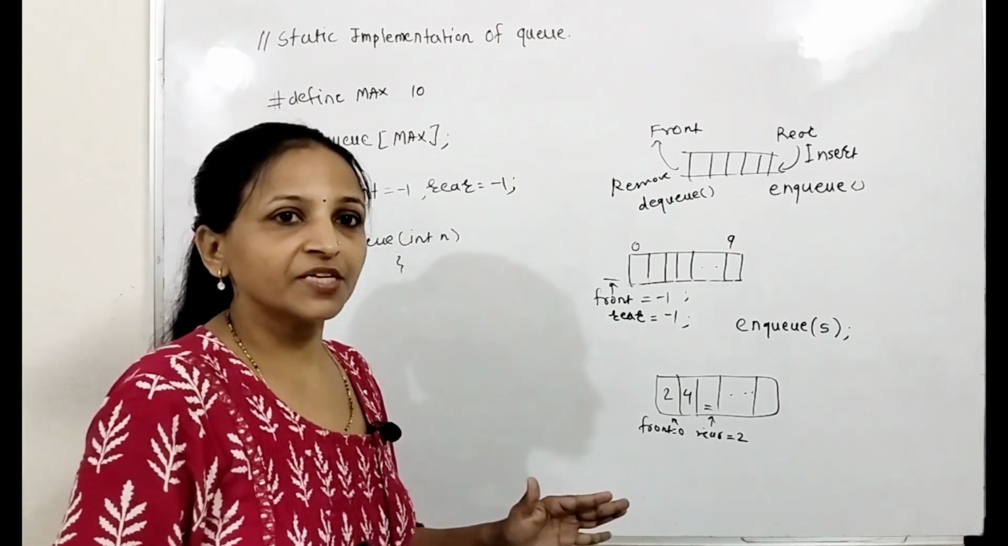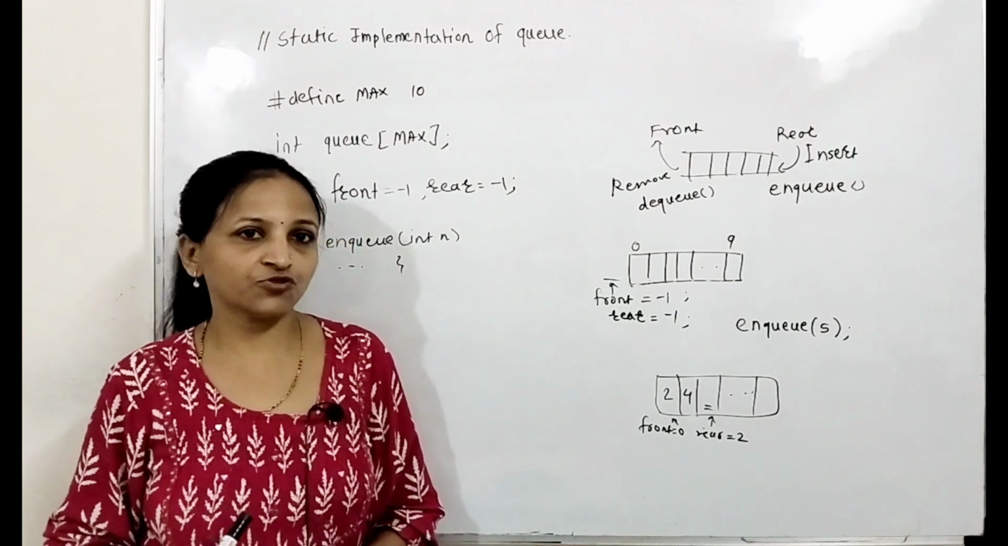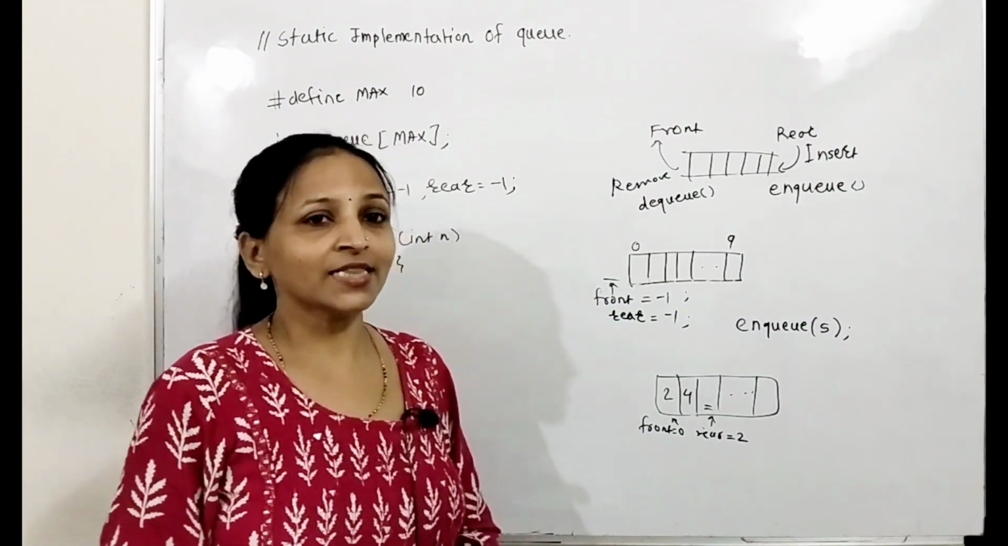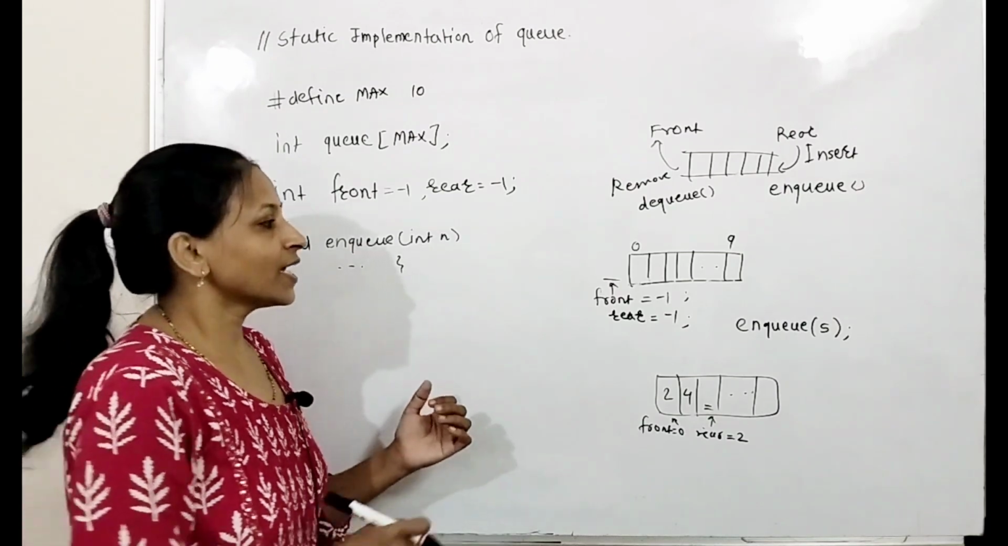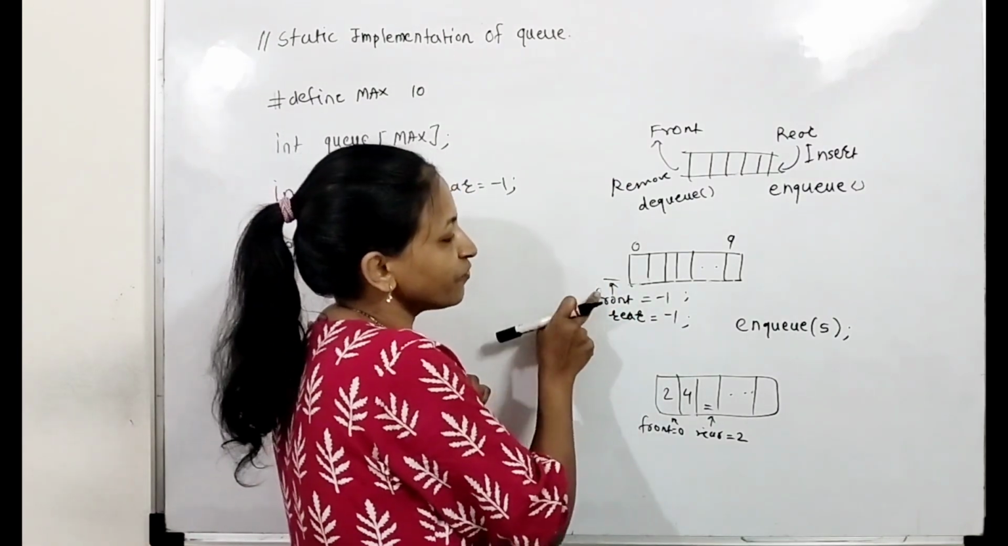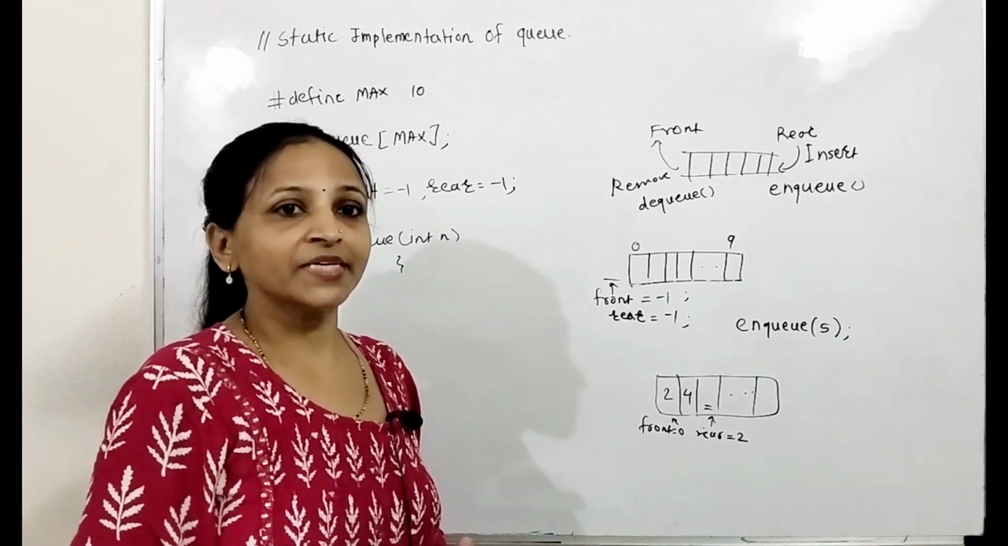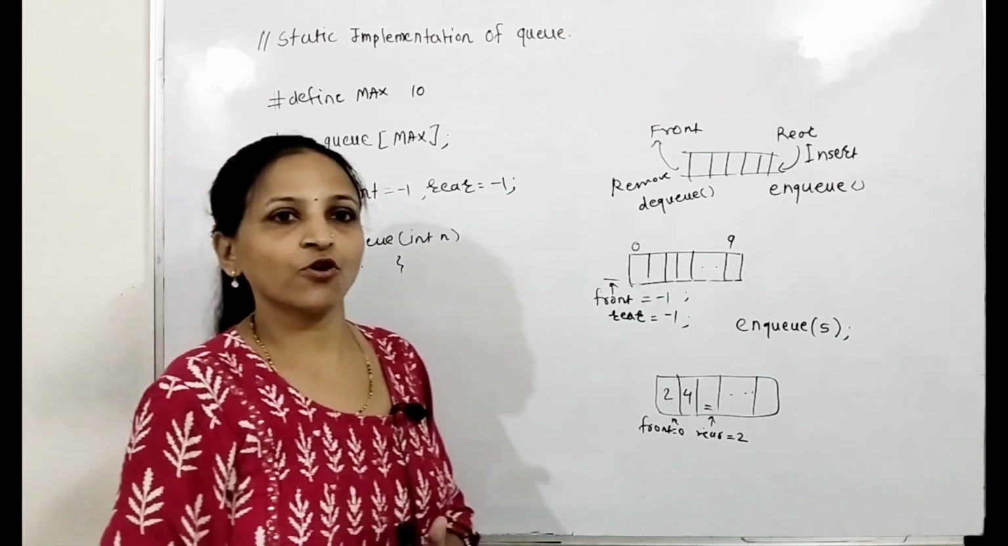Okay, if it is empty, or you can call it an underflow situation, then you cannot remove any element because there is nothing inside the Q in that case. Getting means what we have to check: if front and rear both are -1, then we can display that Q is empty. We cannot remove any element from that Q.